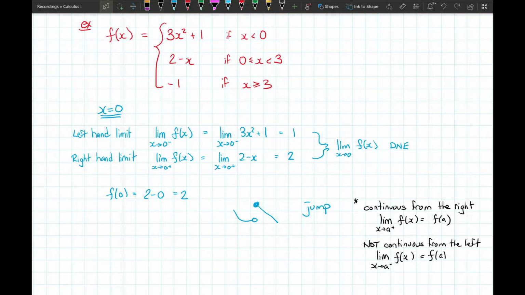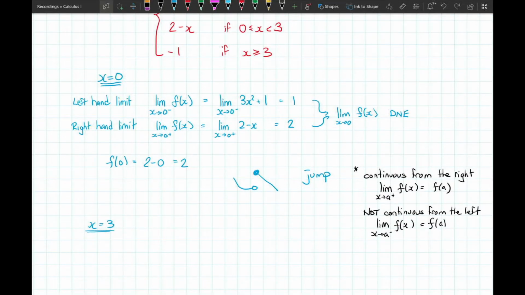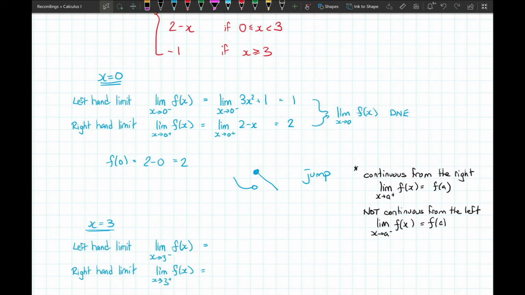So there might be a potential there where the two different segments of the function don't connect. And we should check out and see what kind of behavior we have at x equals 3. We'll repeat this process by looking at the left-hand limit and right-hand limit as x approaches 3. Okay, now the left-hand limit, if we're approaching 3 from the left-hand side, that'll put us in the interval from 0 to 3, in which case we'll be looking at the function 2 minus x, and we'll be taking the limit as x approaches 3 from the left.